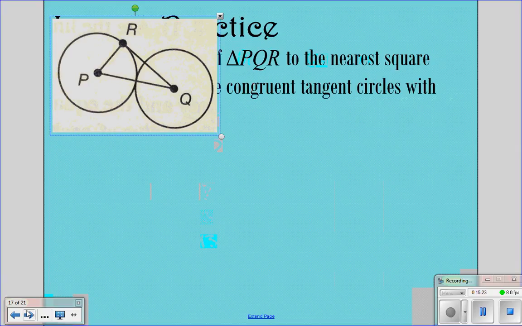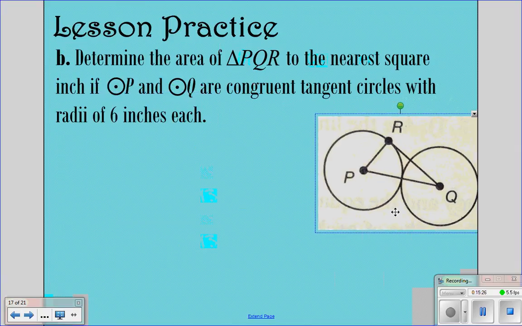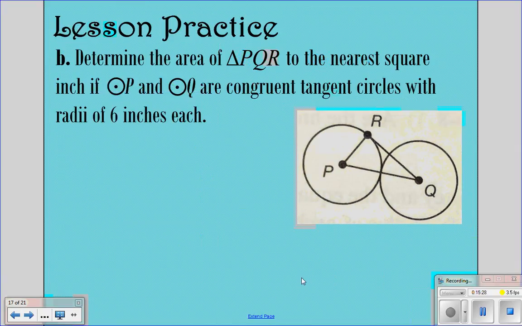Looking at the next one, we have this figure. We want to find the area of our triangle to the nearest square inch if they are congruent tangent circles with radii of 6. So if our radius is 6, that means that this length is 6, and then this is a radius, and this is a radius. So that means that the total would be 12. And so tangents are always perpendicular to the radii, so that would be a right angle. And we can use Pythagorean theorem to figure out what the length of RQ is.